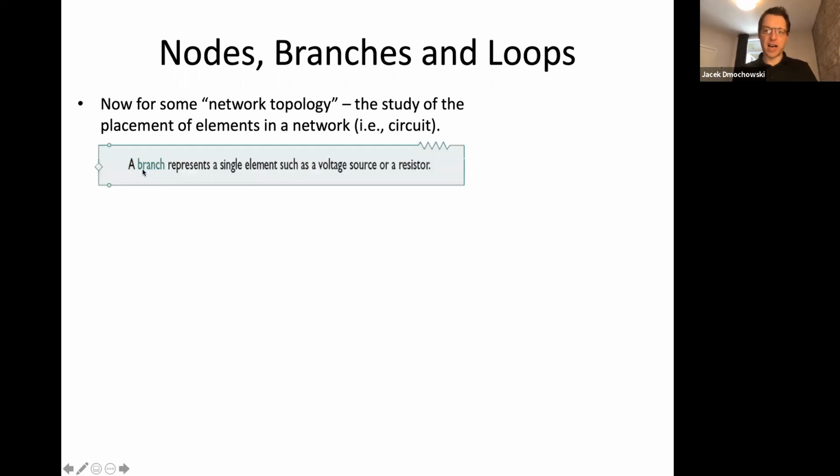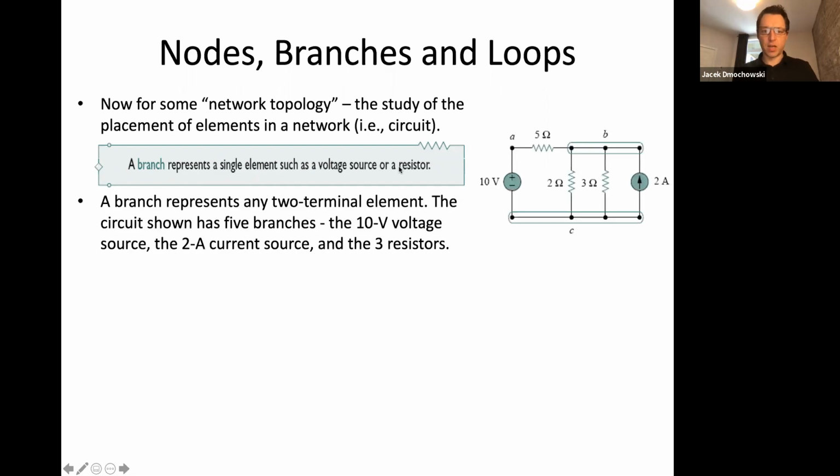So a branch is kind of the fundamental entity of a circuit. So it's basically a connection between two nodes that have something in between them. So for example, a voltage source or a resistor. So for example, in this circuit, we have 1 branch, 2 branch, 3 branch, 4 branch, 5 branch. Right. So this is not a branch because there's nothing in between these two dots.